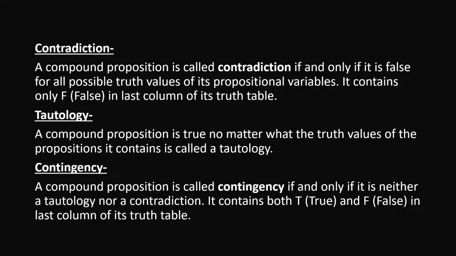So, contradiction. A compound proposition is called a contradiction if and only if it is false for all possible truth values of its propositional variables. It contains only F in the last column of its truth table. So basically, whatever input we give, it's always false.